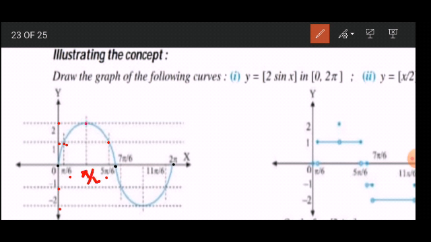Pi by 2. This is where 2 sin x attains 2, and 2 sin x attains minus 2 at 3 pi by 2, after pi by 2 you add pi more, so that is minus 2. So this is the point we call 3 pi by 2, and here we have pi by 6, 5 pi by 6, and 7 pi by 6, 11 pi by 6. At 7 pi by 6 and 11 pi by 6, sin x once again attains minus 1 by 2. So when sin x attains minus 1 by 2, then 2 sin x becomes minus 1 by 2 into 2, that is minus 1.